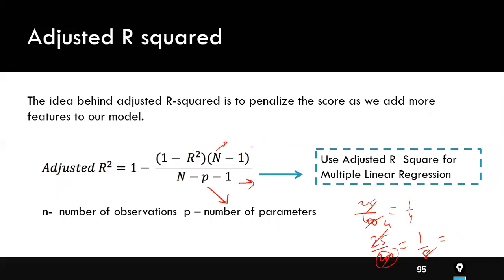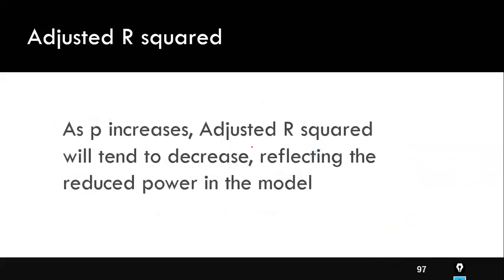This is how they penalize the features that are not significant. The mathematical intuition is that the denominator changes as we increase the number of features, p, and the adjusted R squared decreases. That is the idea behind this. In the interview they will ask why adjusted R squared penalizes: as p increases in the denominator, the adjusted R squared will tend to decrease, reflecting the reduced power in the model.